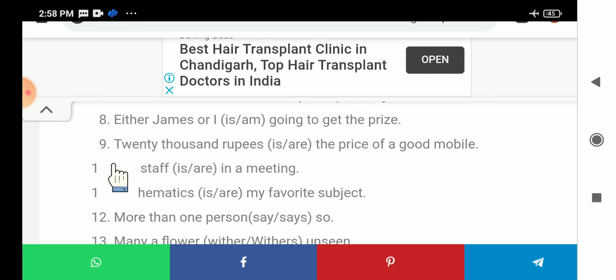Now comes question number 9. 20,000 rupees is or are the price of a good mobile. So the answer is: 20,000 rupees is the price of a good mobile. Here the plural subject, a currency, always gives a singular verb. When rupees are added in the form of currency, it gives only a singular verb according to the rules. So is is the best suitable answer.